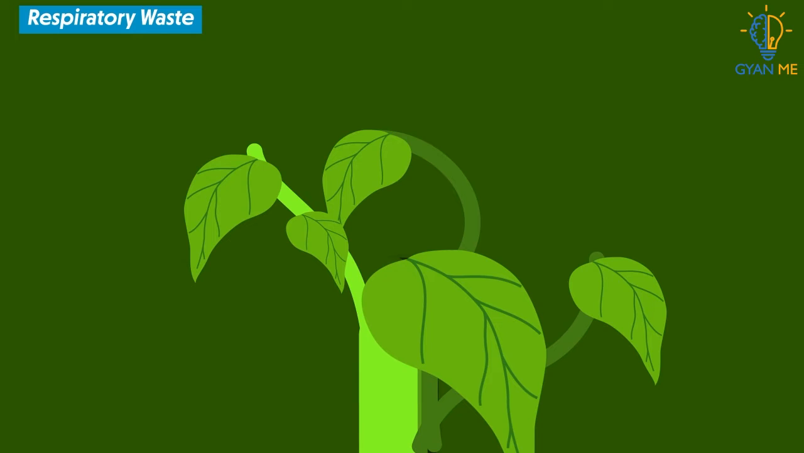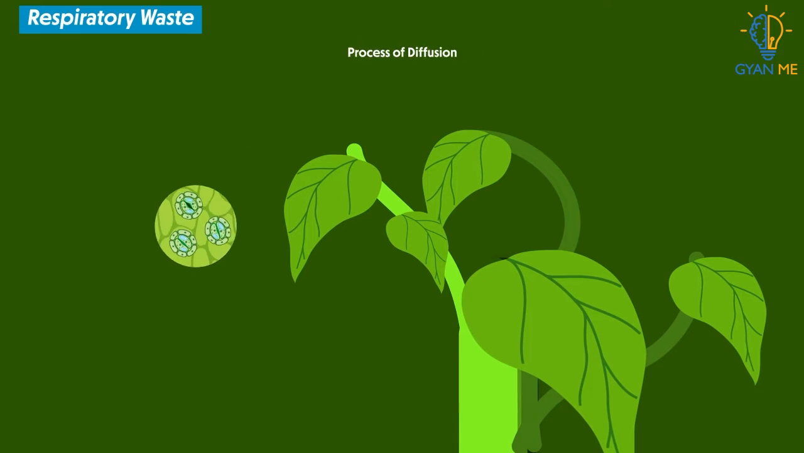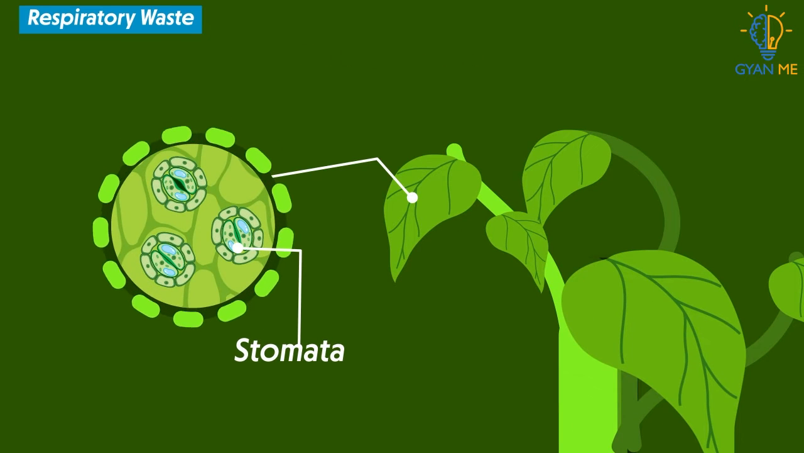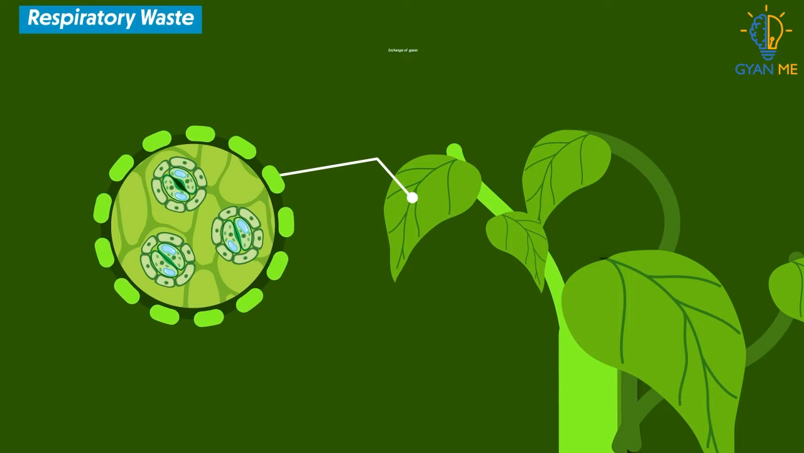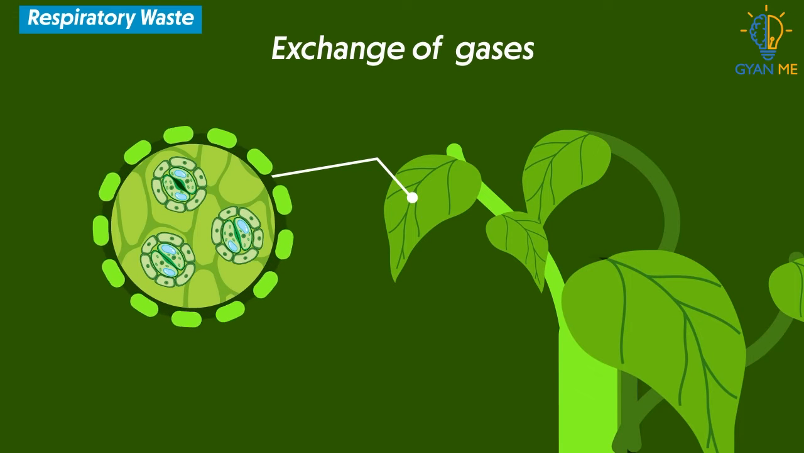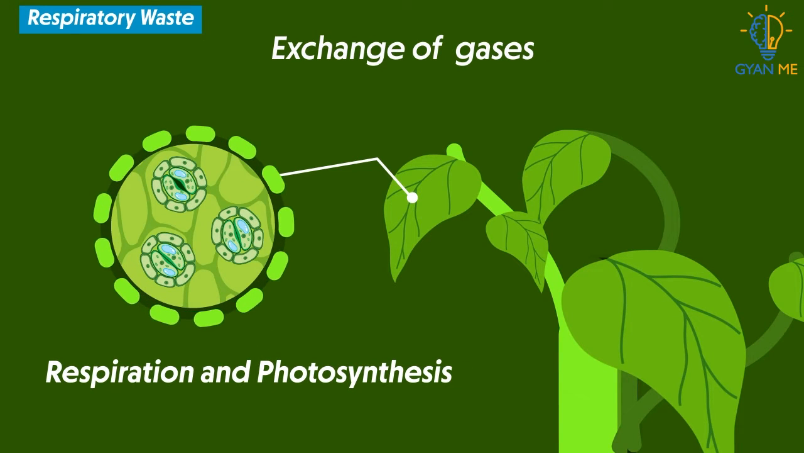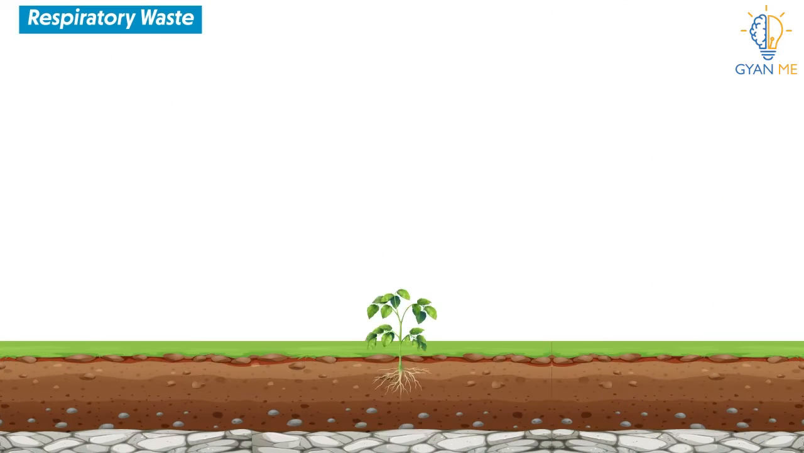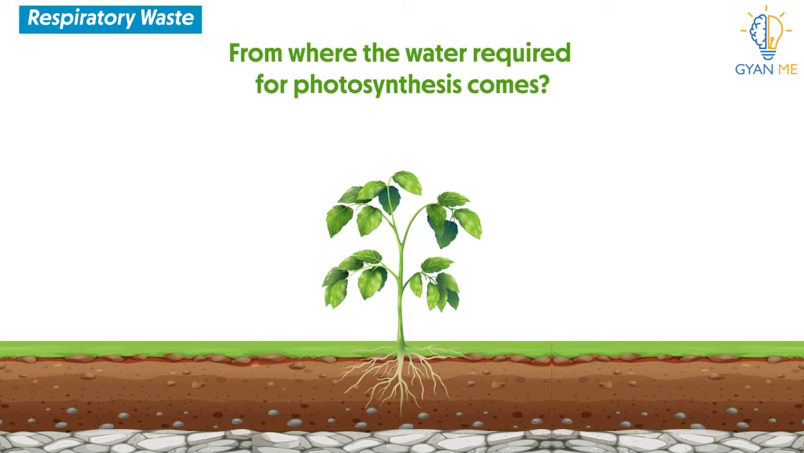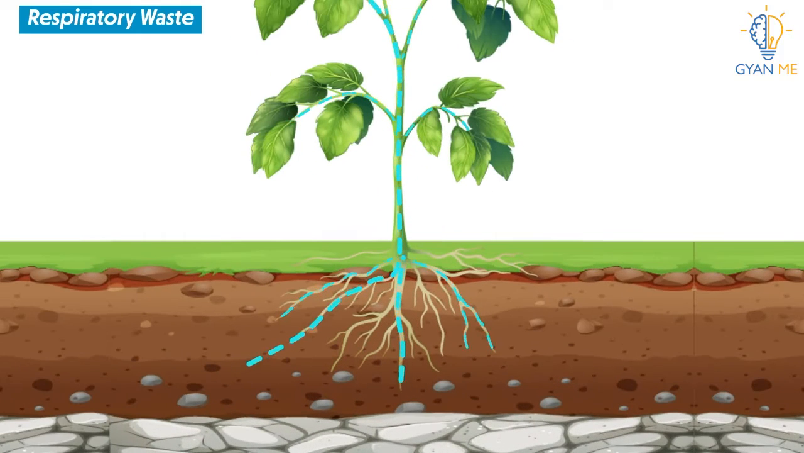Although the entire surface of the plant carries out this process of diffusion, there are some special structures called stomata, which are the main site for exchange of gases during respiration and photosynthesis. Students, do you know from where the water required for photosynthesis comes? Yes, you are right. The water is absorbed by roots from the soil.